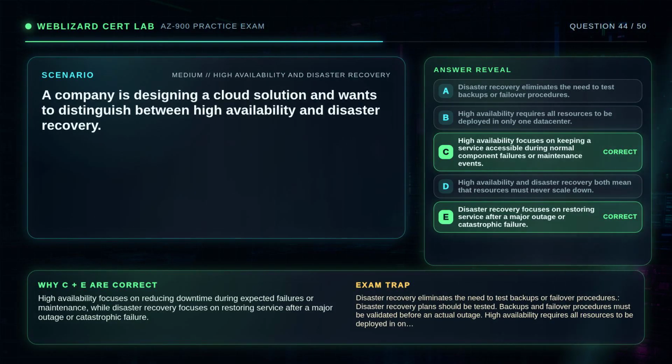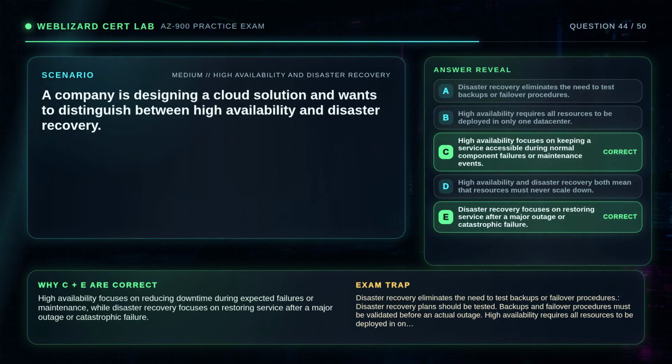Disaster recovery eliminates the need to test backups or failover procedures. Disaster recovery plans should be tested. Backups and failover procedures must be validated before an actual outage. High availability requires all resources to be deployed in only one data center. Deploying in only one data center can create a single point of failure. High availability usually uses redundancy across fault domains, zones, or regions.